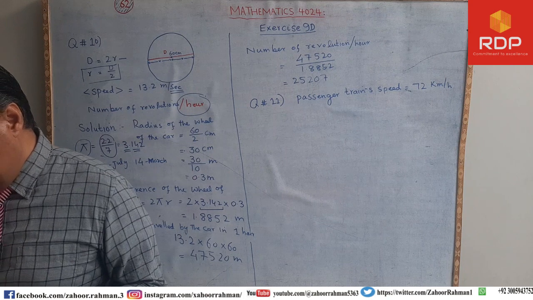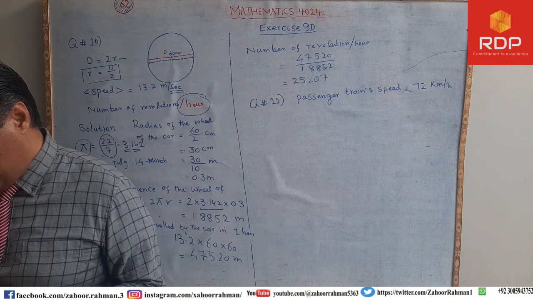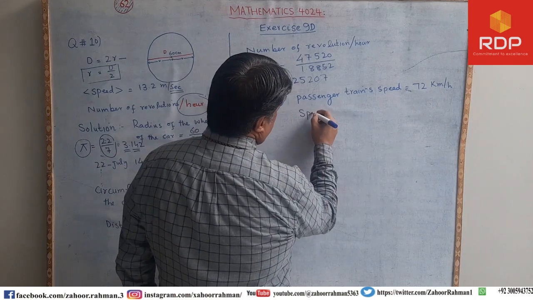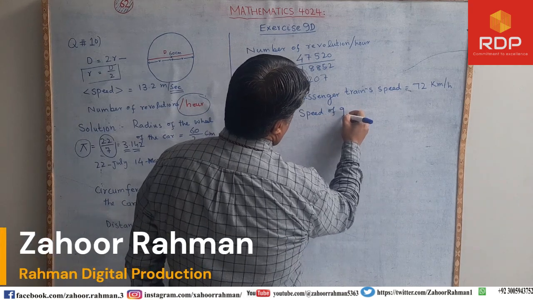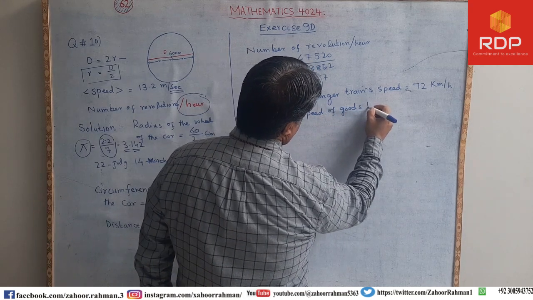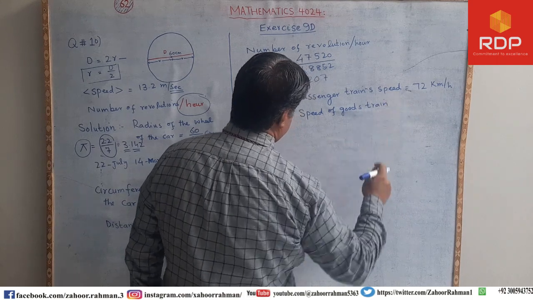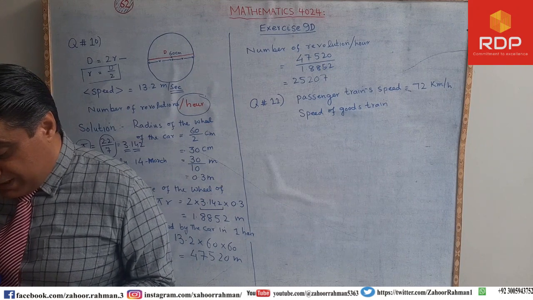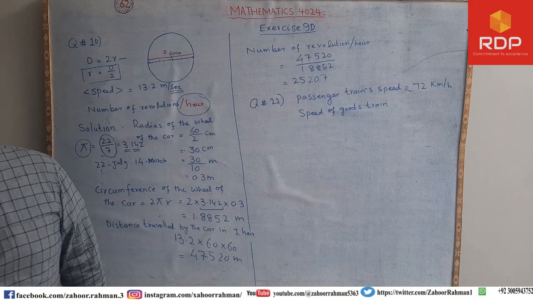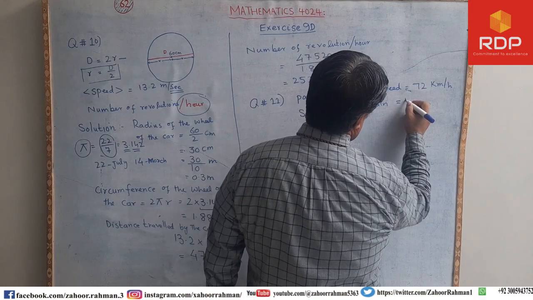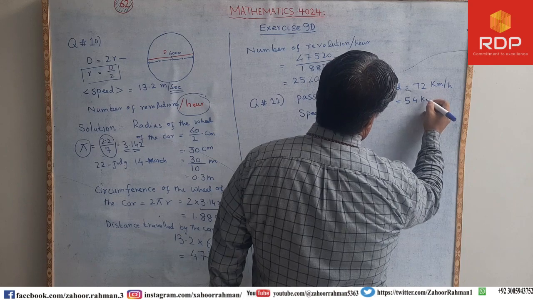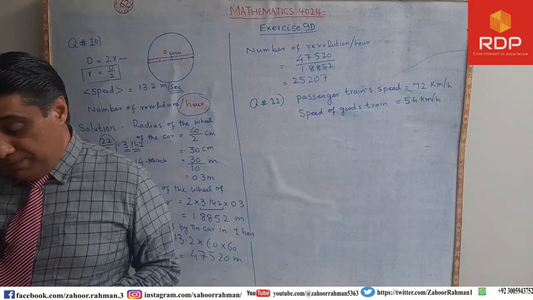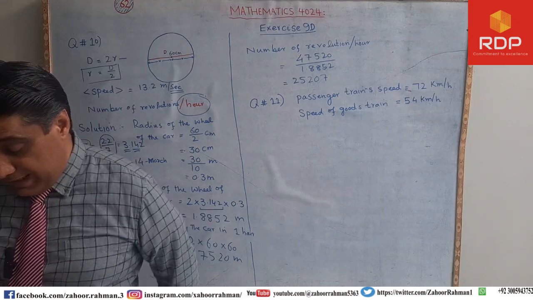A man on the passenger train observed a goods train traveling at a speed of, the goods train which is coming from the opposite side, and a passenger is observing it. That is 54 kilometer per hour. 54 kilometer per hour. Remember and keep in mind this data.